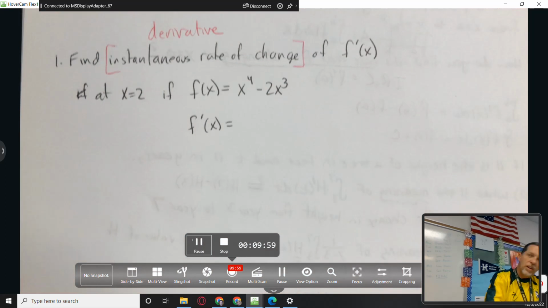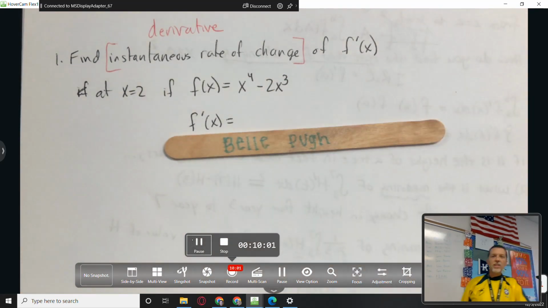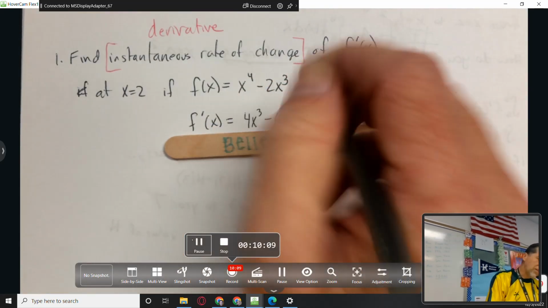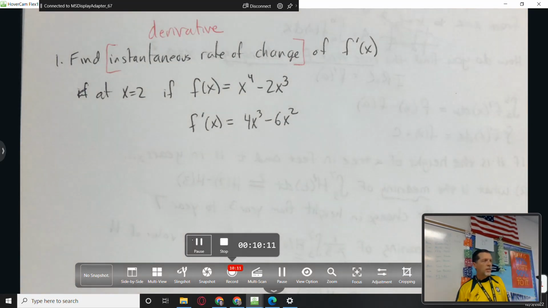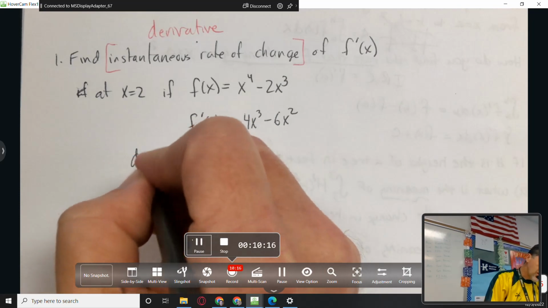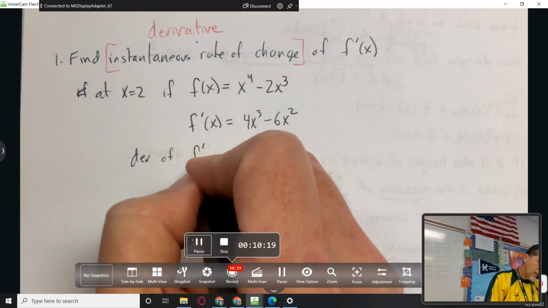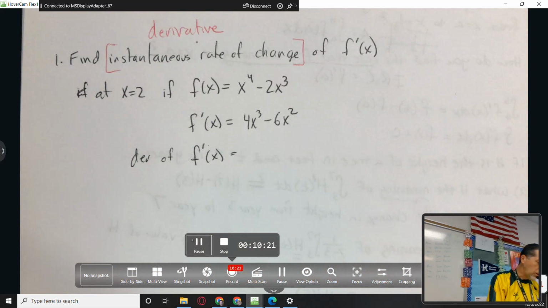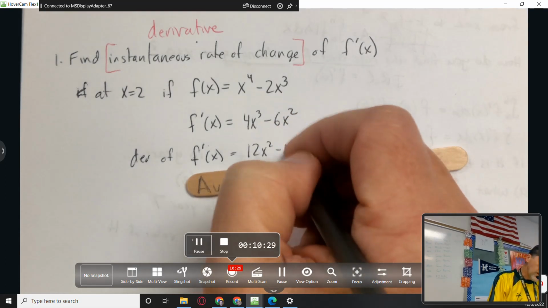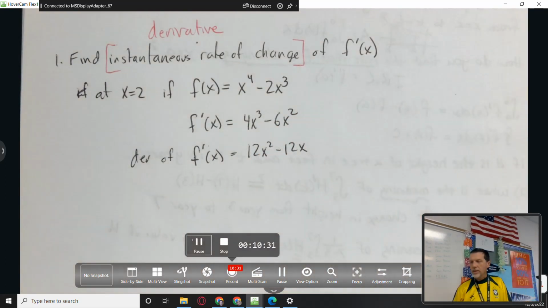Let's pick on some people because this should be quick. So, Belle, what's the derivative of f? 4x cubed minus 6x squared. So now I want the derivative of f prime. Kind of put it in words. Austin, what's the derivative of f prime? 12x squared minus 12x. Good. So the question wasn't hard to do, but maybe it was hard to understand because of how it was worded.